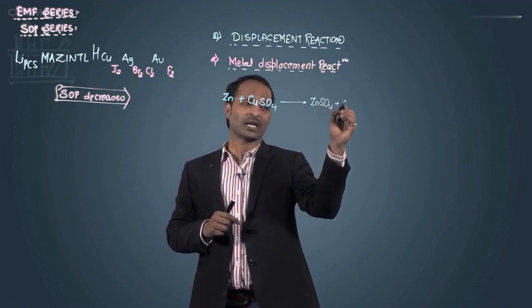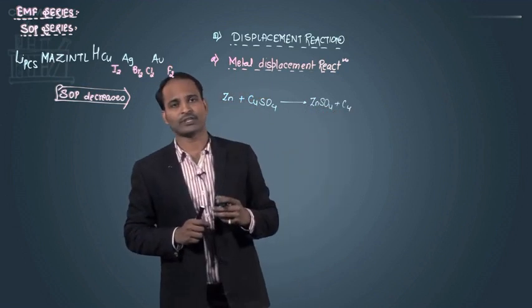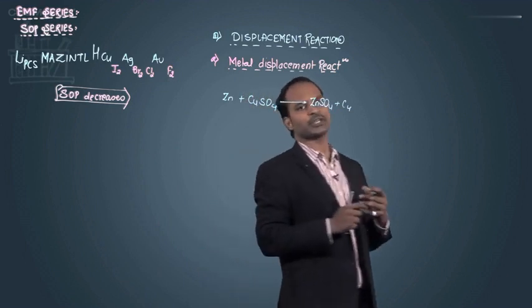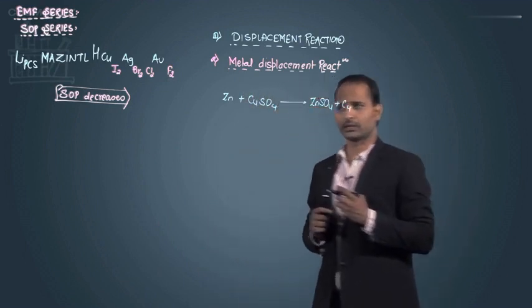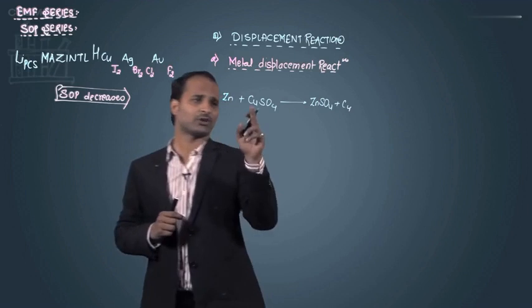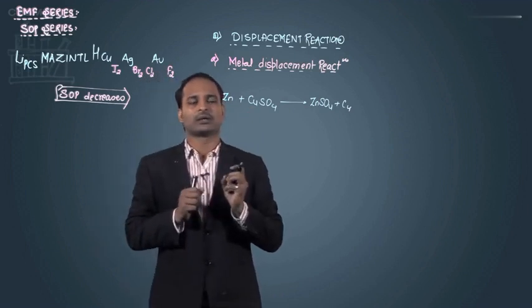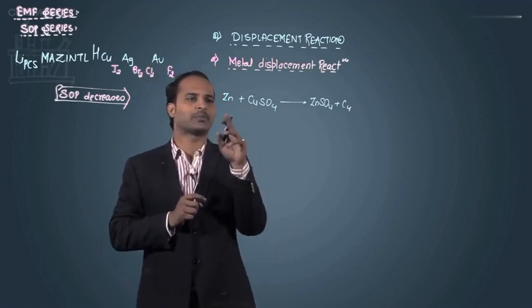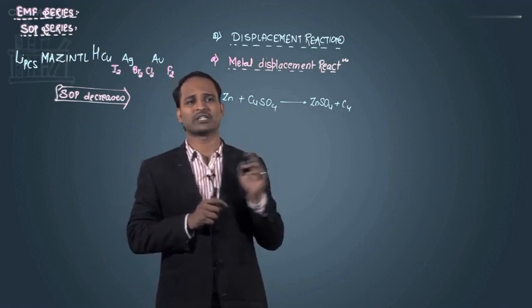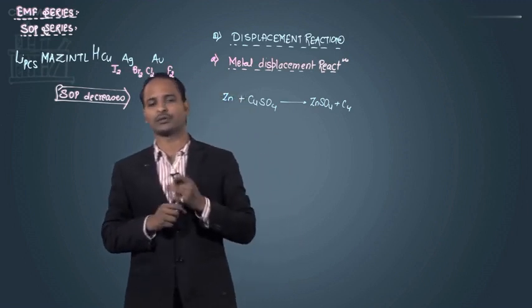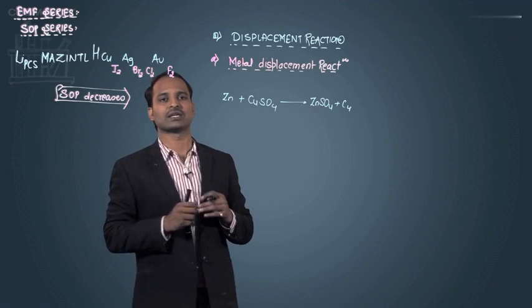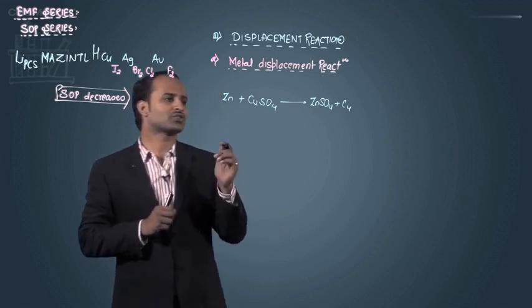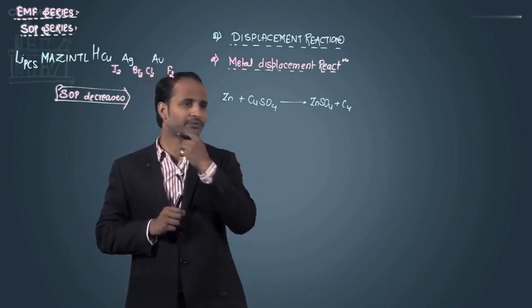So since it has a higher SOP value, zinc displaces copper so that we get zinc sulfate and copper. This is the reason we always say that copper sulfate cannot be stored in a zinc container, because all the copper ions will be displaced by the zinc, and instead of staying in the container, we will get zinc sulfate.